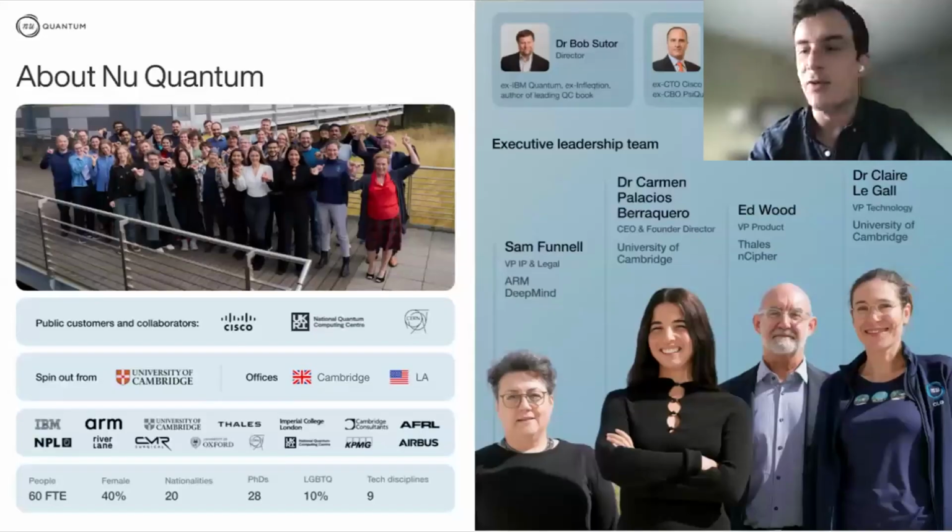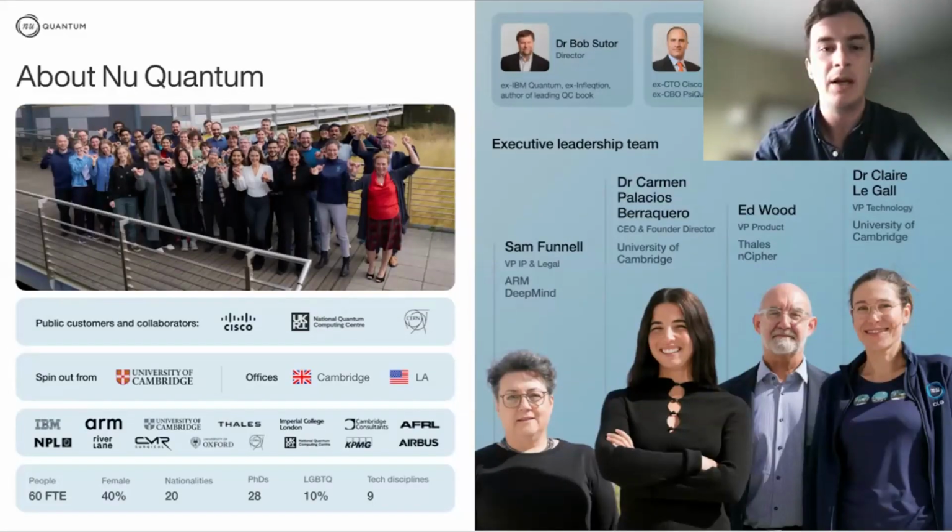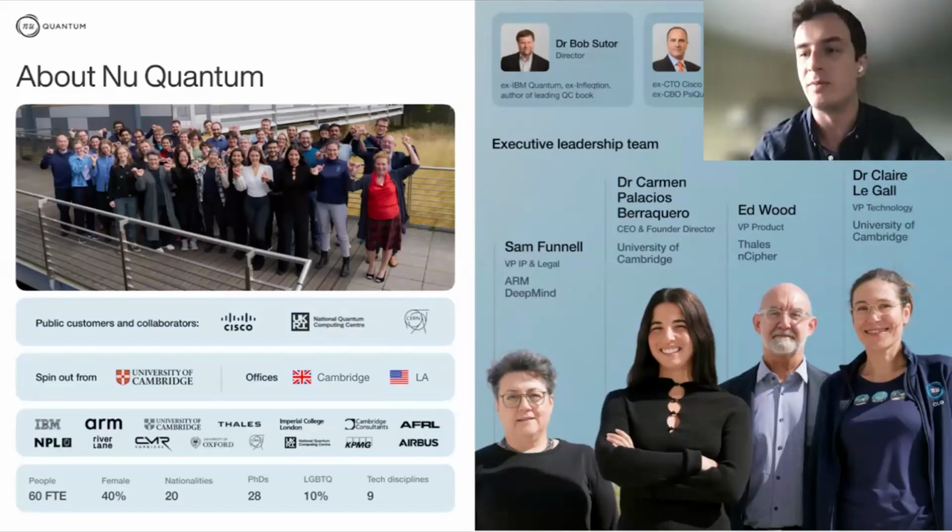So as I was saying before, we spun out of the University of Cambridge in 2018, and we're now a multidisciplinary team of 60 people, mainly based in Cambridge in the UK. Our technical team spans 9 disciplines from theory to photonics through mechanical engineering, which allows us to build technology for the full quantum networking stack. And we've also recently expanded into the US, opening an office in Los Angeles.